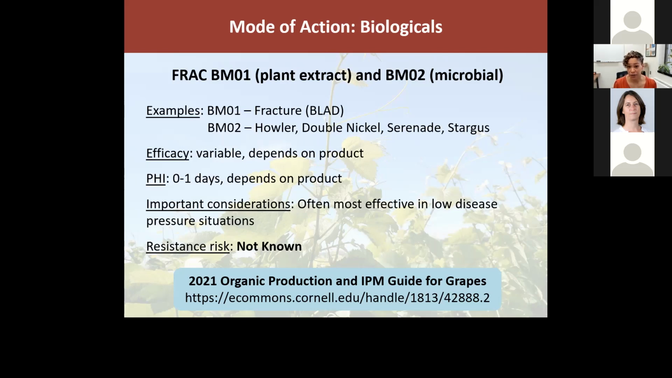Efficacy is pretty variable. It really depends on the product. And oftentimes disease pressure, they tend to work a little bit better in lower disease pressure situations. A big benefit, though, of these is that they have a very short pre-harvest interval. And resistance risk is not known. If you're interested in looking for more ratings of these different biologically based chemistries, you can find some of that in the up-to-date organic production IPM guide for grapes put out by Cornell, and the link is there for you.